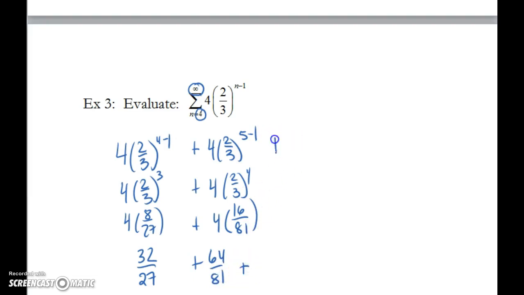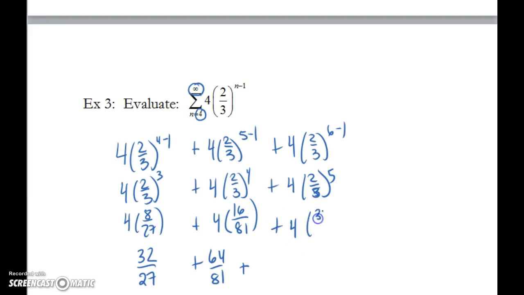And let's just do one more. 4 times 2/3 to the 6 minus 1. So 4 times 2/3 to the 5th power. So that's 4 times 2 to the 5th, which is 32, and 3 to the 5th, which is 243, which works out to be 128 over 243. And this is an infinite sum, so it is going on forever.